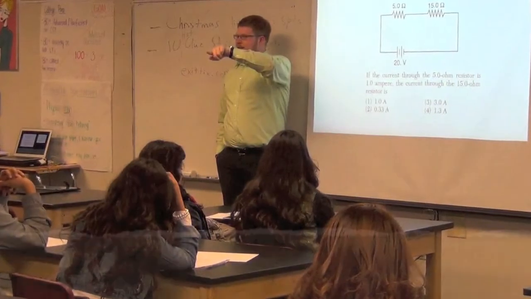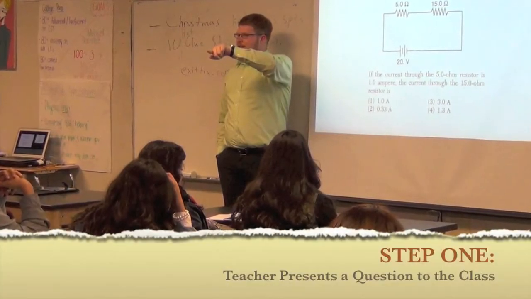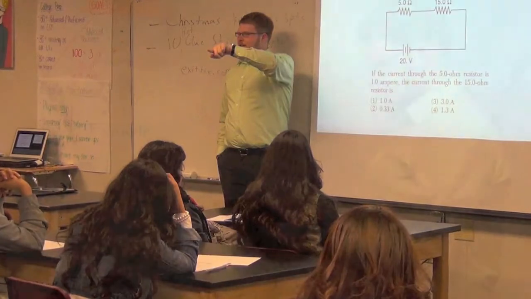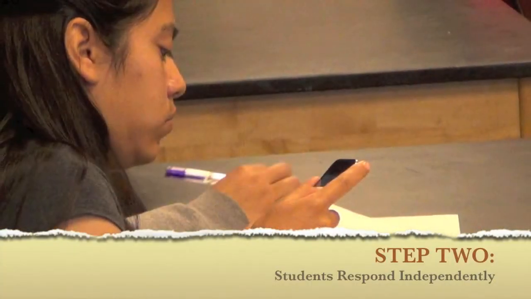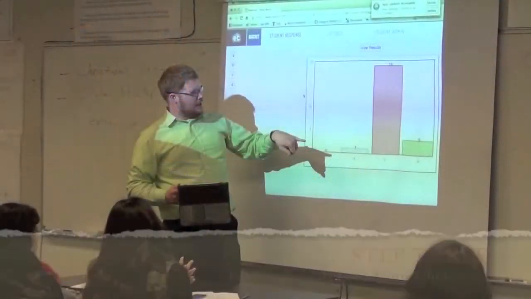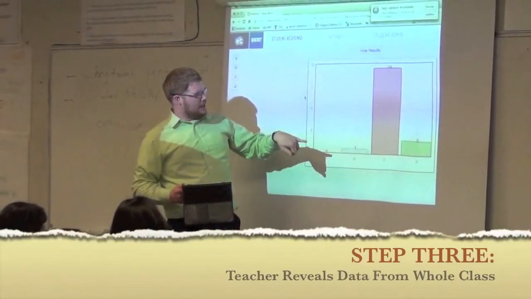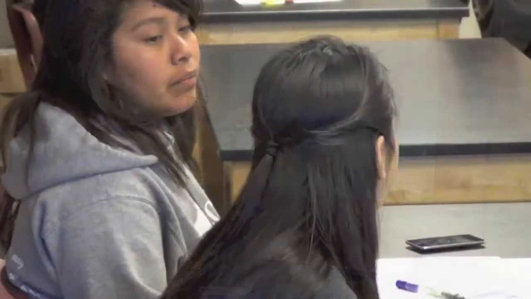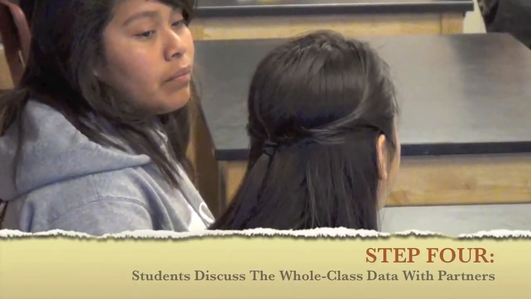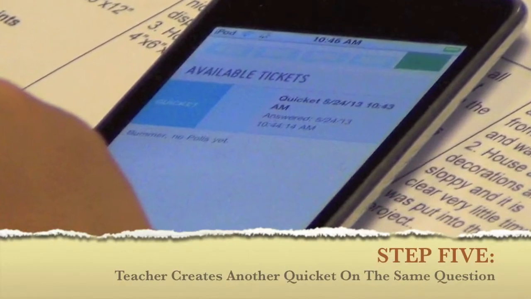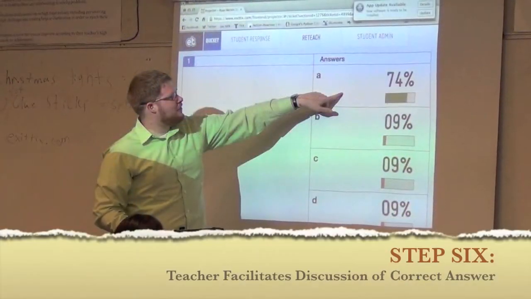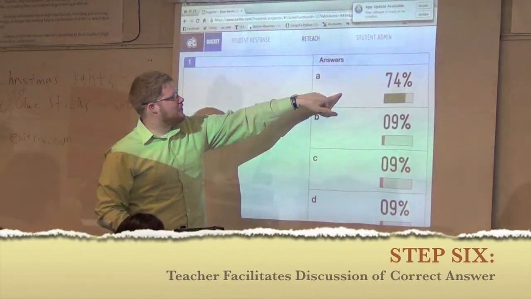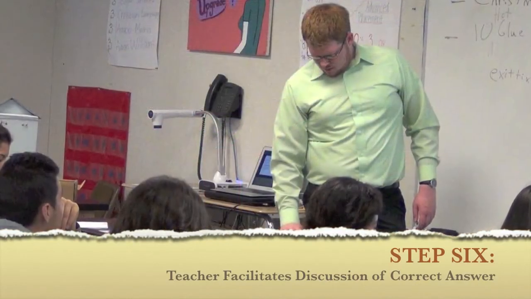Here's a review of the strategy we saw in this video. First, the teacher presented a question to the class. He created a Quicket on his iPad, and students responded to that on their own device. Next, he revealed the data to the whole class, and students talked about it in partners, justifying their response. Next, he created another Quicket on the same question, and revealed the correct answer, facilitating a discussion of the underlying concepts and using his iPad to identify which students to involve in the discussion.